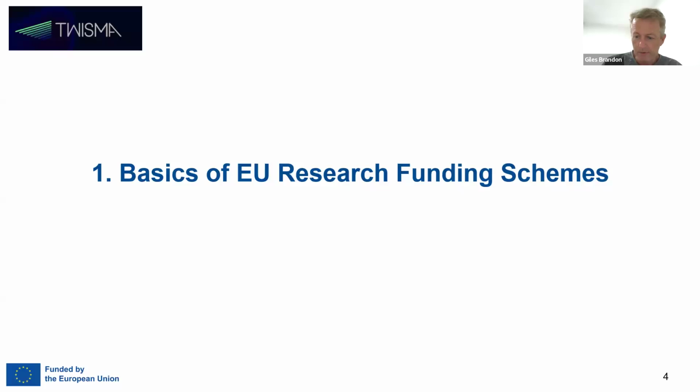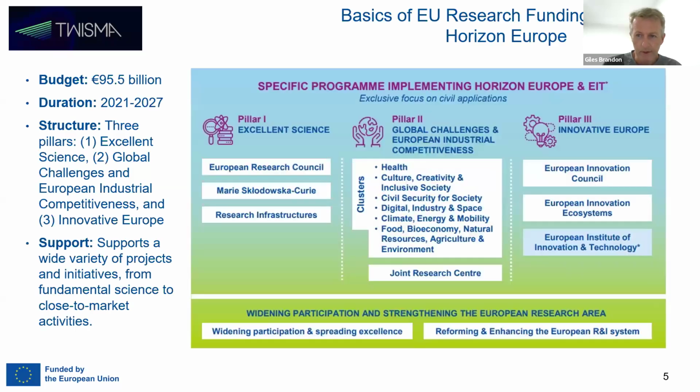So first of all, basics of EU funding schemes. To start with, this figure I'm showing here, hopefully many of you have already seen many times before. This gives a very high-level view of the Horizon Europe funding program. This is the main program from the EU. It runs for a period from 2021 to 2027. It has a massive budget of 95.5 billion euros.